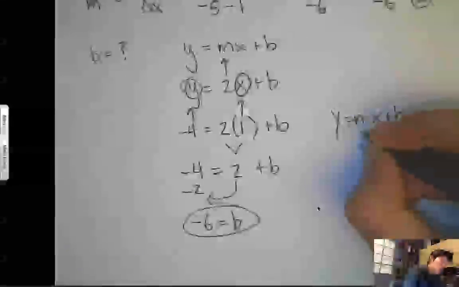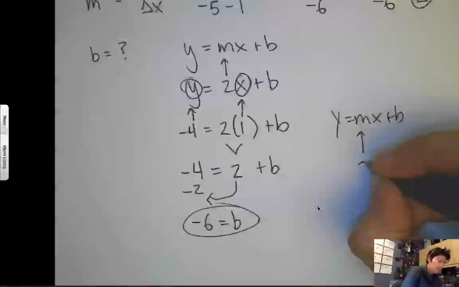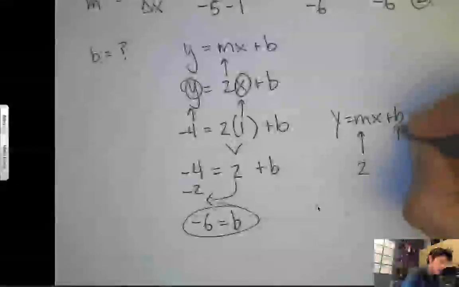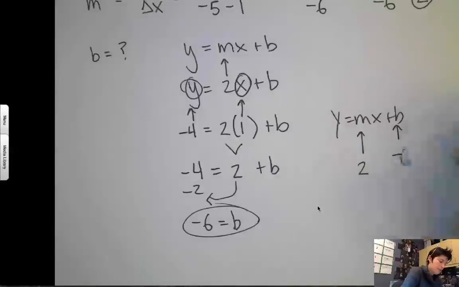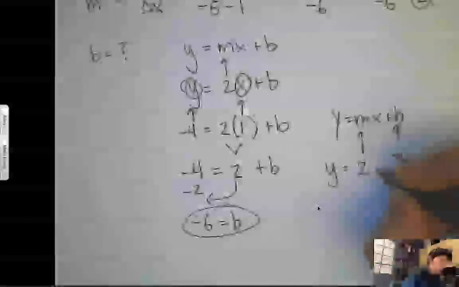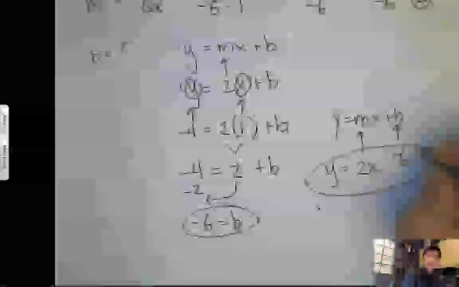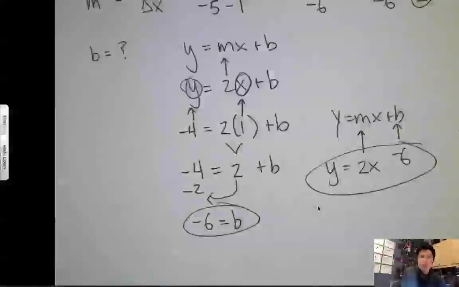I'm going to fill the m in with 2 because 2 is my slope. And I'm going to substitute in for b with a -6. So y equals 2x minus 6. That's the equation of my line.